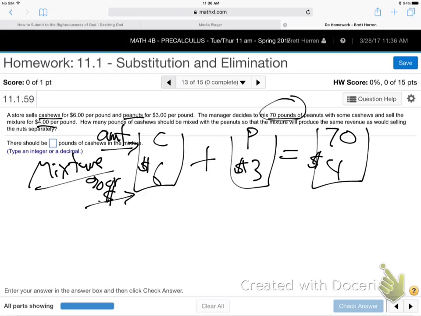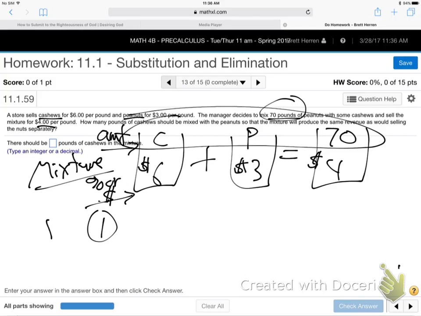So we set up the mixture. This is the final product, right? They're mixing more expensive and cheaper stuff to get a $4 mix. All right, so two letters, C and P. How do I get my equations? The first one's right across the top. So the first equation is just the tops: C plus P equals 70. That's just the total amount of nuts, right? However many cashews, however many peanuts, 70 pounds total.